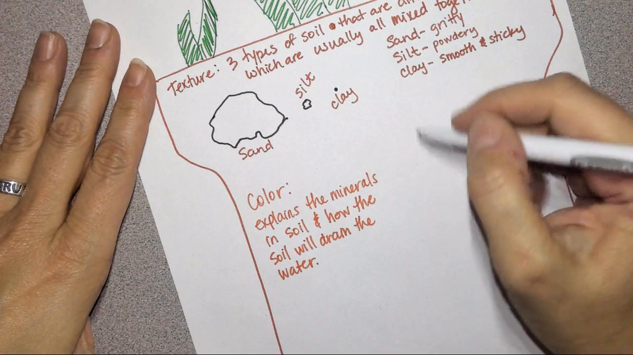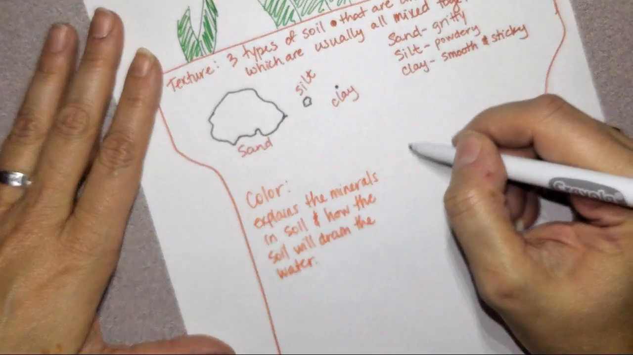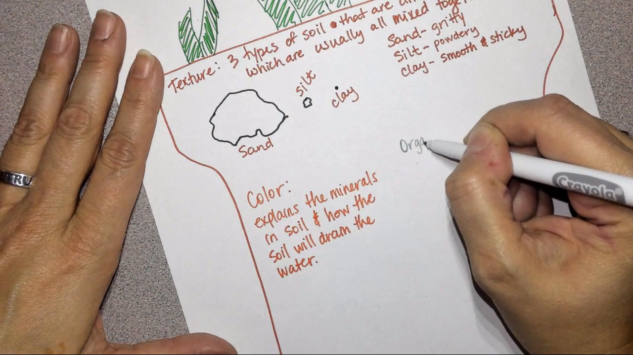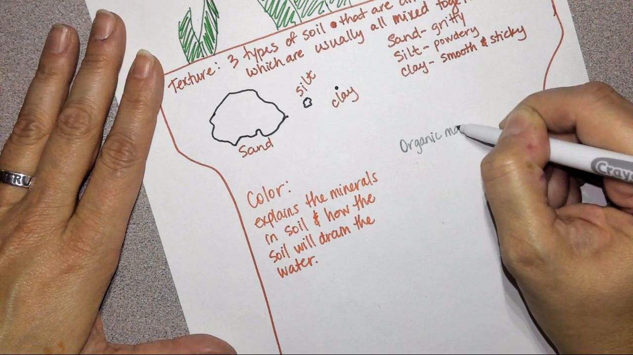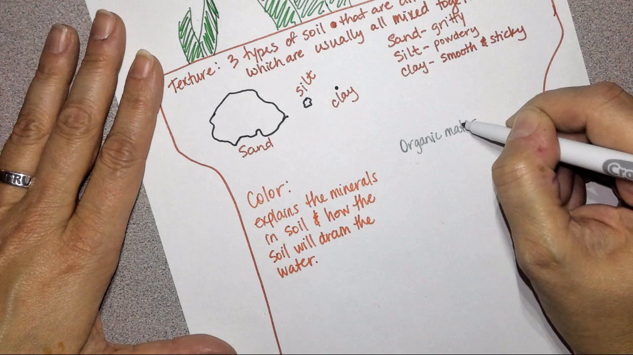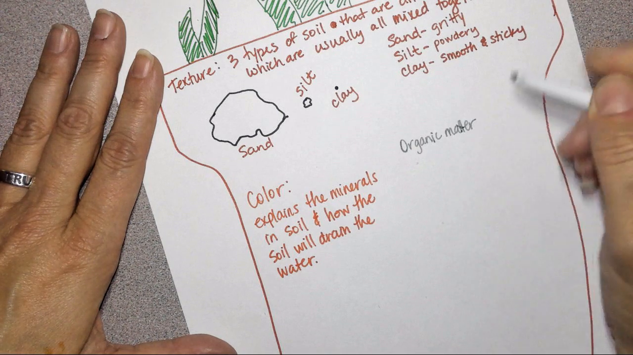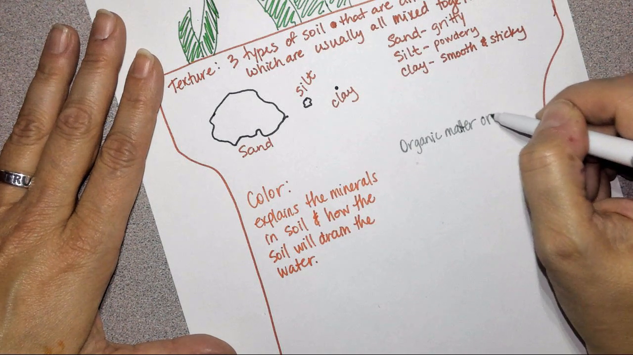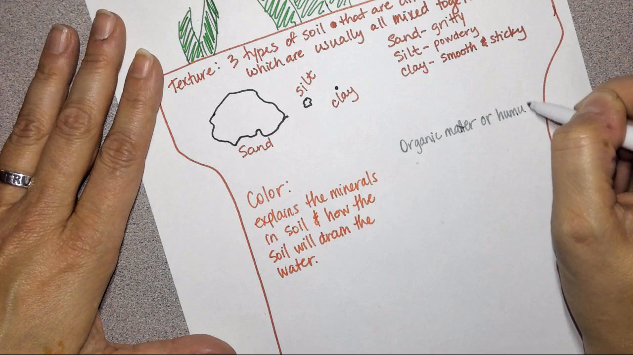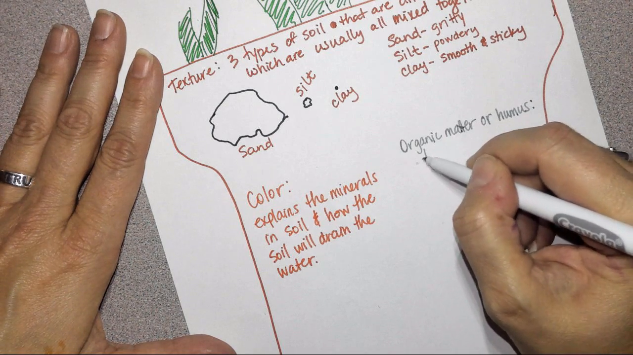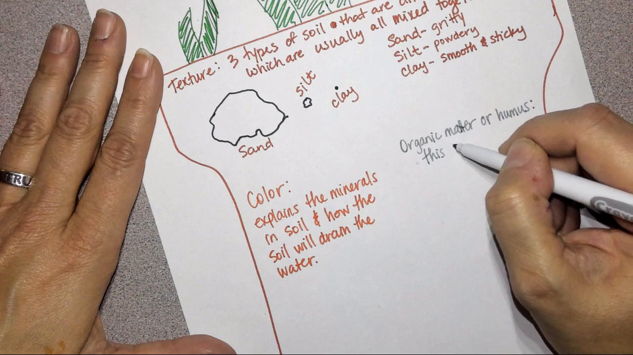Okay. The next thing we have, and this is typically on the top, is the organic matter. Oops, I spelled matter wrong. The organic matter, or humus. Okay, this is generally found on top.